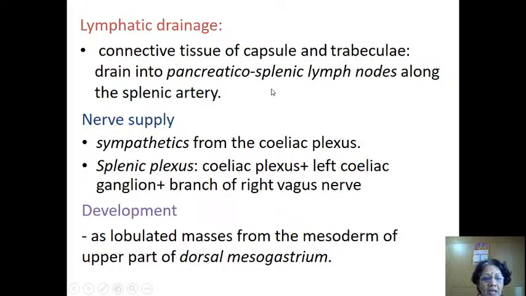The nerve supply. Why does a visceral organ need a nerve supply? It doesn't do anything nervous or neuronal. But there will be a sympathetic or autonomic nerve supply to all your visceral organs. These sympathetics come from the celiac plexus. There's a term called splenic plexus, which is loose and not very clear, which consists of these sympathetics plus a left celiac ganglion, which is recognized somewhere, and a branch of the right vagus nerve, which also goes through the ganglion but is not relayed.